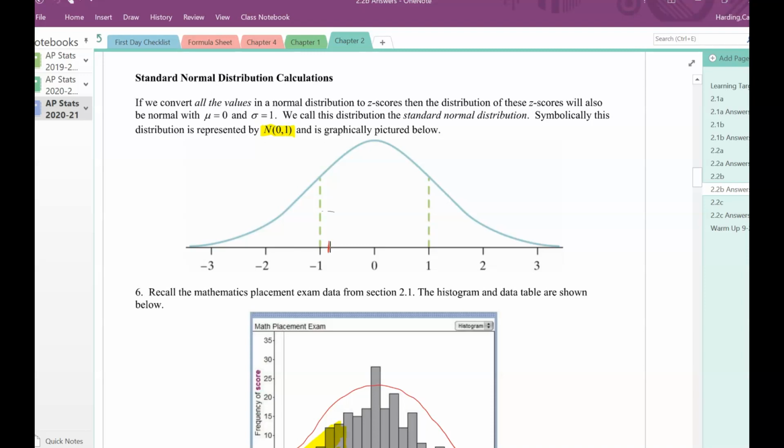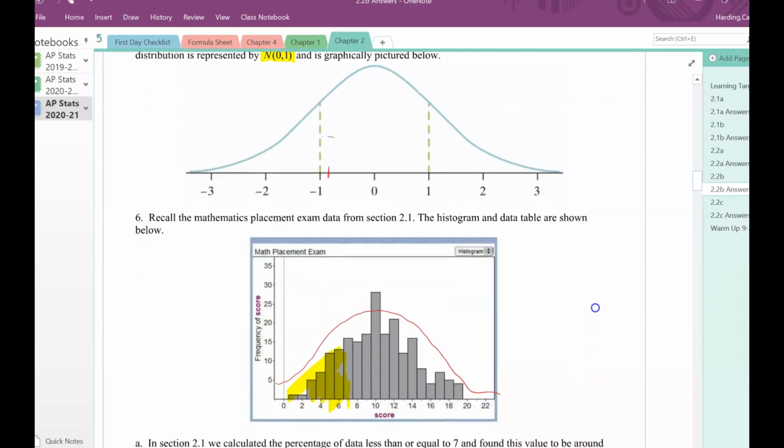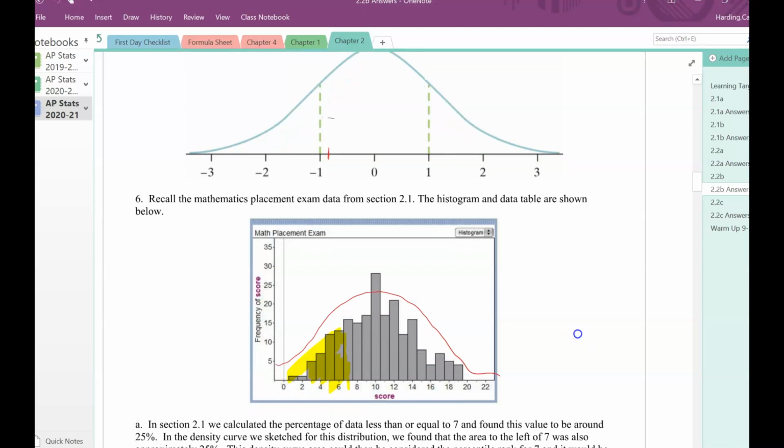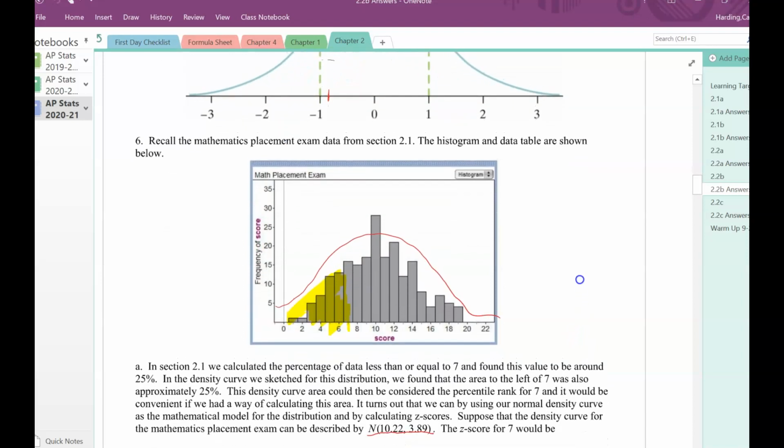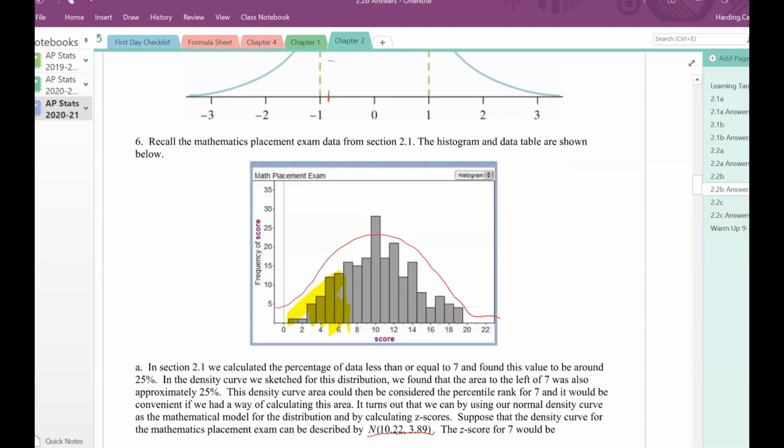to a standardized score. So if you remember, here was the distribution of scores. At the time, we had looked at specifically the value of 7, and we calculated the percent of data that would be less than or equal to 7. We calculated the percentile. We said it's roughly 25%. And if you look on there, we had drawn a density curve, the shaded area, roughly 25%.